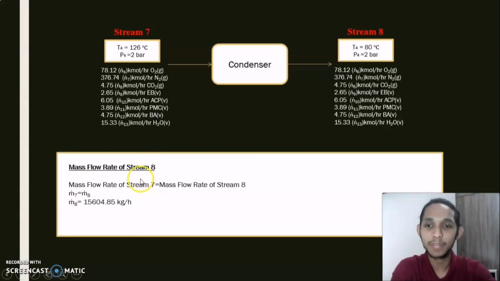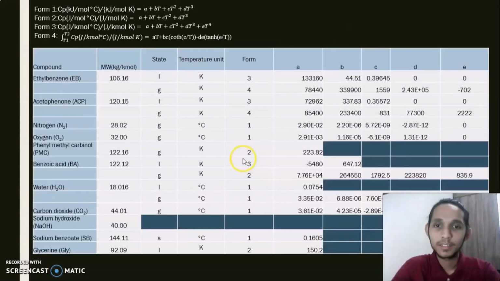Next is the condenser. For the condenser, M7 equals M8. Next is the energy balance problem. So this is our table of information.